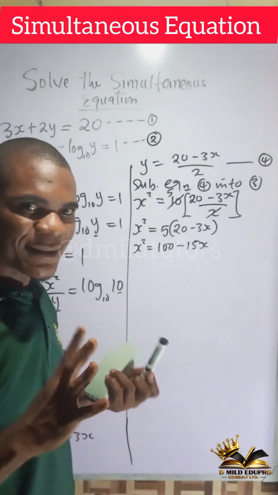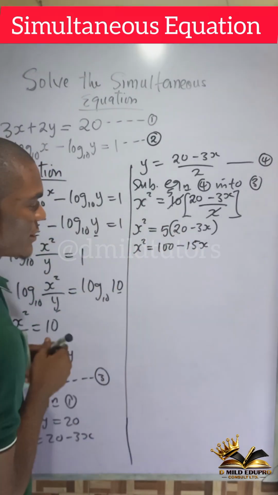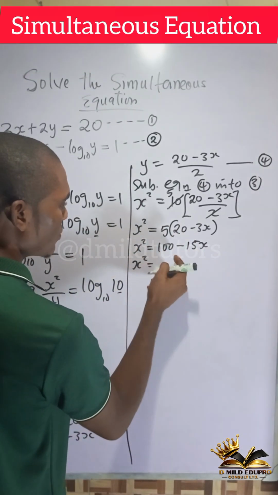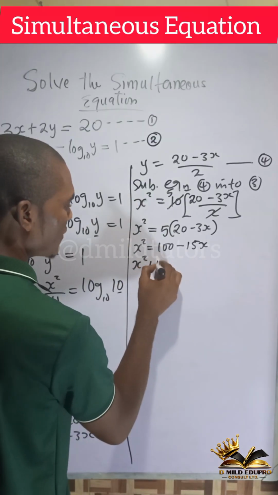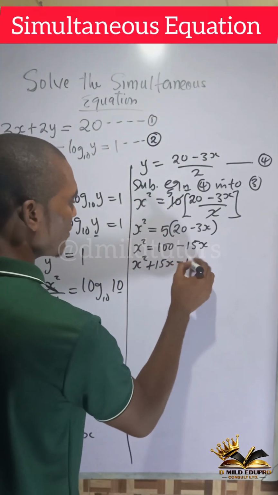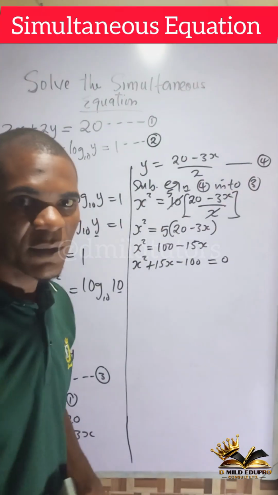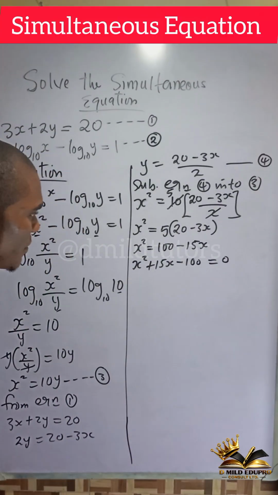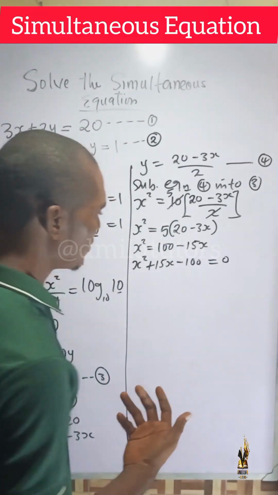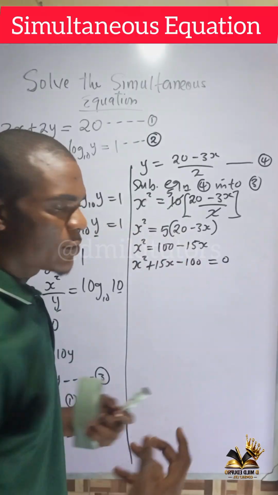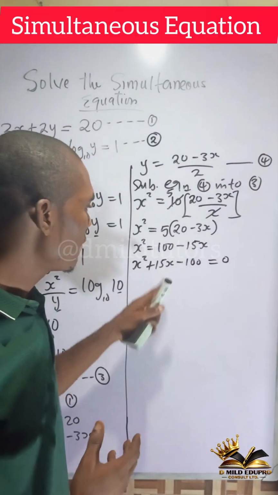Now, this is looking like a quadratic equation, yeah? So we have to move all this to the left-hand side. We have x squared, if this goes, it becomes plus 15x, and if this goes, minus 100 equals to 0. So we now have a quadratic equation that we can solve with the factorization method, or you can decide to solve with any method, right? So solving this with the factorization method, what are those two numbers that if you multiply them, you have 100, but if you add them, you have 15?